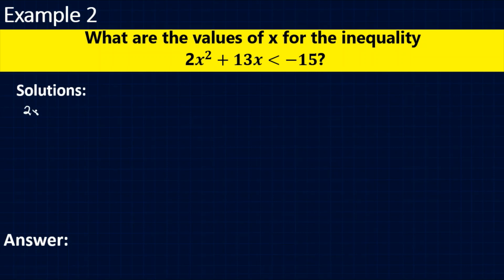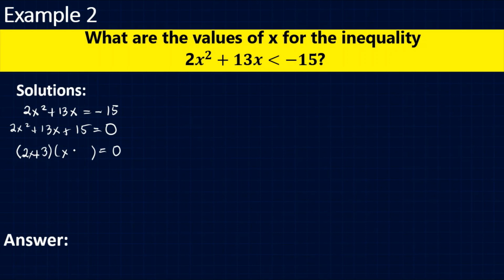We have here 2x squared plus 13x equals negative 15. Then we transpose the negative 15 to the other side so that we have the general form of the equation. So we have 2x squared plus 13x plus 15 equals 0. Since our given is factorable, we factor it. Then we have 2x plus 3 and x plus 5. Okay, and then equate each factor to 0.